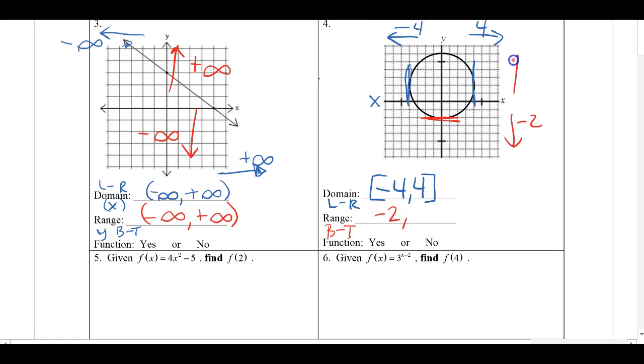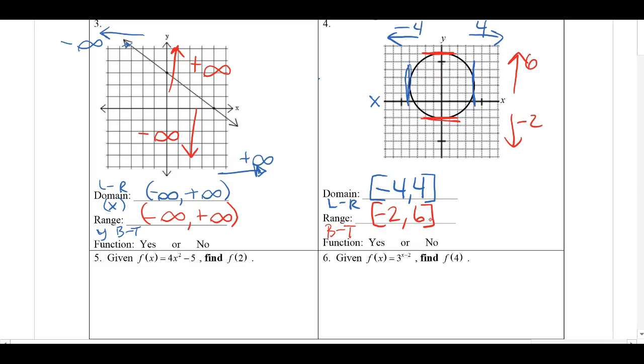Then we say, does it go up forever? No, again, it does not. It stops right here, and that's at 1, 2, 3, 4, 5, 6. Positive 6. So that's our top range. And again, for numbers, we put square brackets.